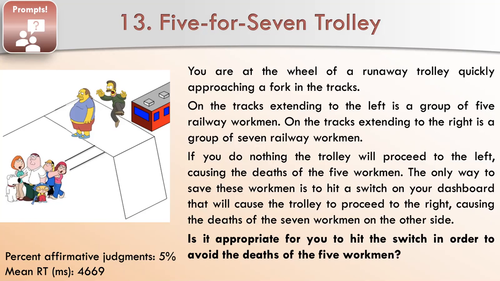5 for 7 trolley. You're at the wheel of a runaway trolley quickly approaching a fork in the tracks. On the tracks extending to the left is a group of 5 railway workmen. On the tracks extending to the right is a group of 7 railway workmen. If you do nothing, the trolley will proceed to the left, causing the deaths of the 5 workmen. The only way to save these workmen is to hit a switch on your dashboard that will cause the trolley to proceed to the right, causing the deaths of the 7 workmen on the other side.